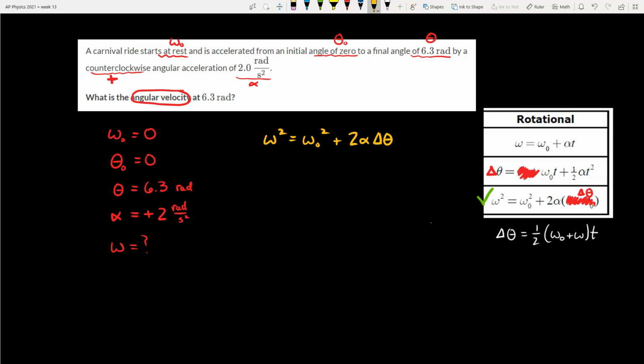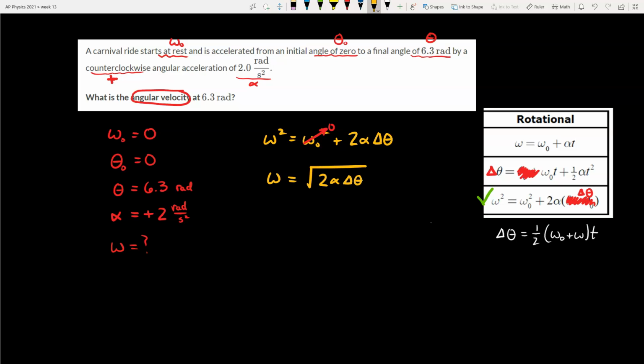We already have it solved for omega, the final angular velocity, so we just need to square root both sides. Make your life a little easier. This initial velocity right here is 0, so we can just make that 0. And now when you actually solve and you square root both sides, it's a little easier to deal with right there.